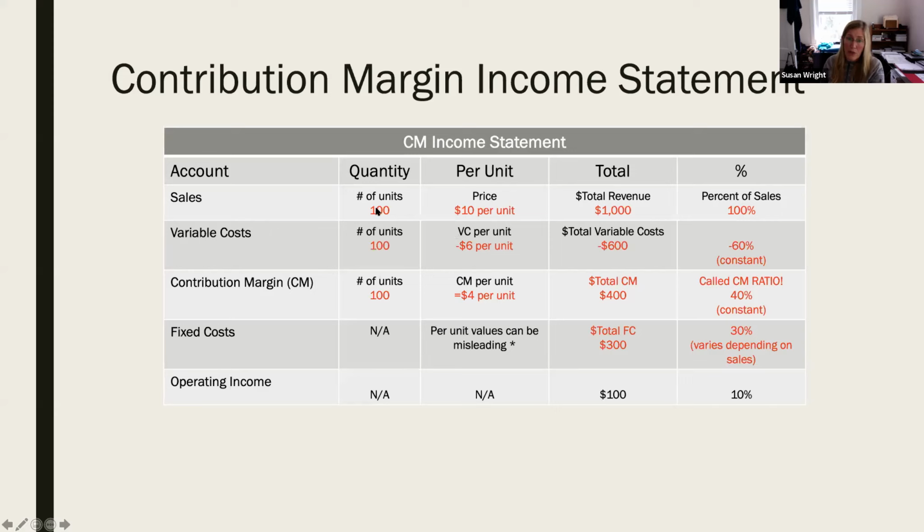All right, to get these totals, you multiply. Units times price is 1,000. 100 times 6 is 600. 100 times 4 is 400, or you can just subtract 600 from 1,000 to get this. To get these percentages, take it over sales. 400 over 1,000 is 40%. 600 over 1,000 is 60%. And 1,000 over 1,000 is 100. And 300 over 1,000 is 30%. And 100 over 1,000 is 10. Any questions on that now? Feel pretty comfortable with it? Yes, ma'am. All right, let's play with it.